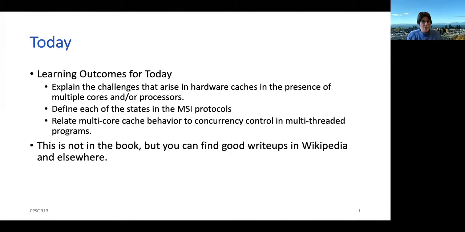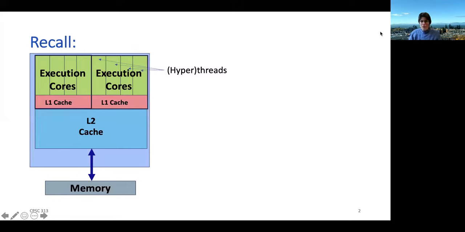So today we're going to start talking about what happens when you have caching and multiple processors. You may recall that at the end of Unit 2, we talked about other forms of parallelism. And in particular, we talked about how modern processors consist of multiple cores and sometimes even multiple threads within a core. And so you might remember this picture where we had individual cores.